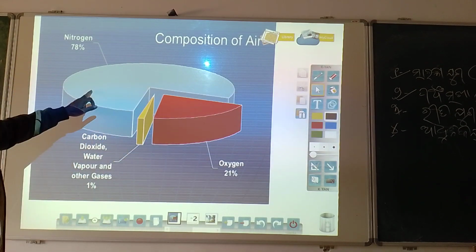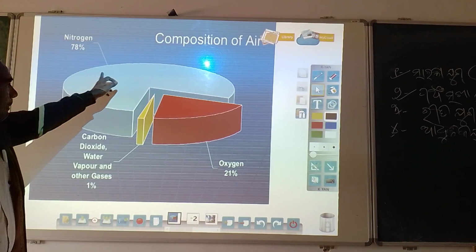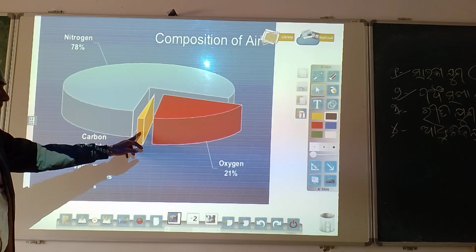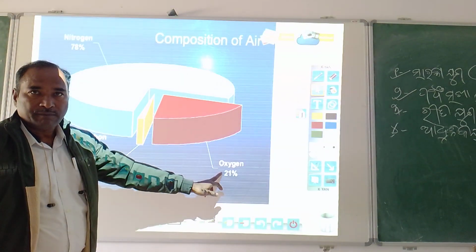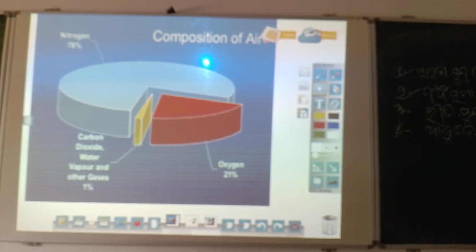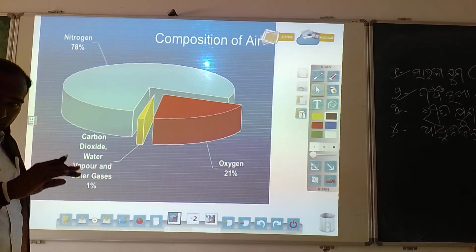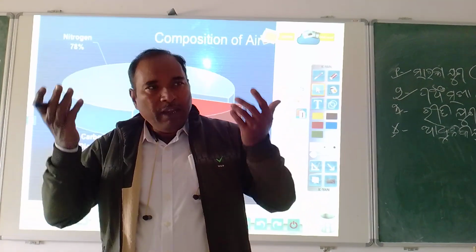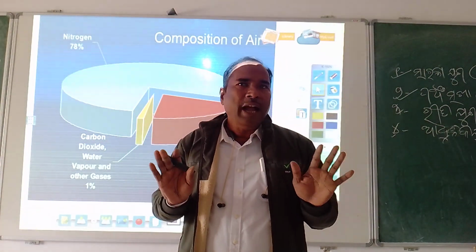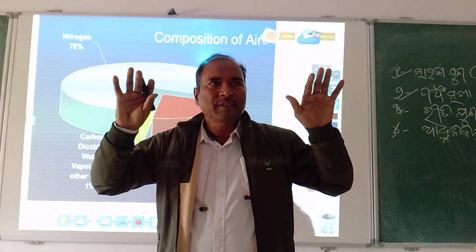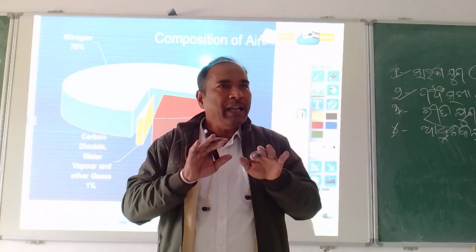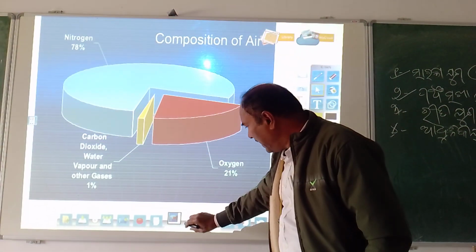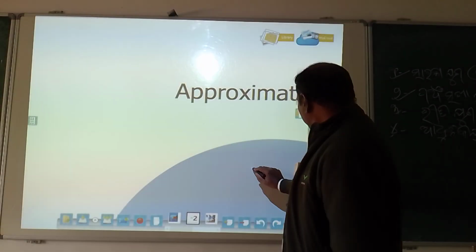Now you see, this is the nitrogen part. The big part is the nitrogen part, and this is the vapor and other gases 1%, and oxygen is 21% here. Then you see nitrogen excess in the air, because different industries emit different types of gases, which mix in the air and form chemical gases, and mostly chemical gases are composed of nitrogen. Then you see the next part.